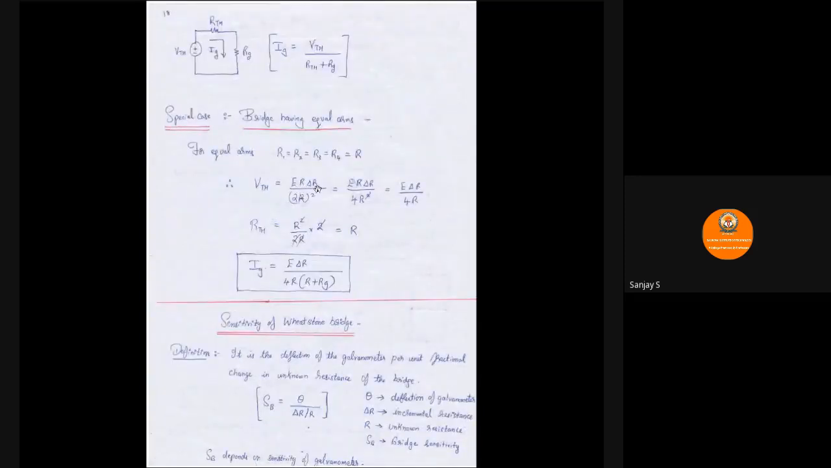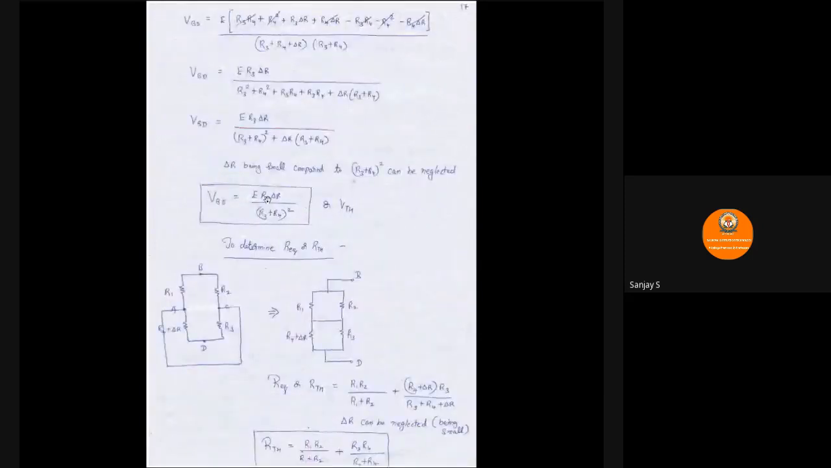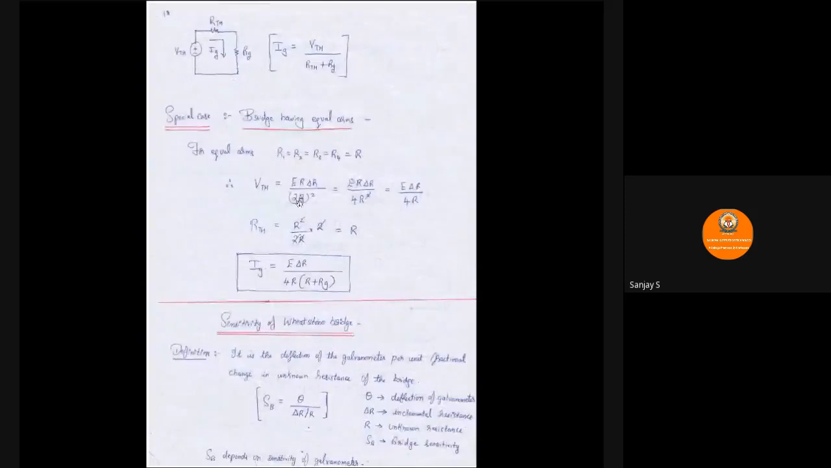So E R delta R by 2R the whole square. See here, R3 into delta R will be R into delta R. Here you will have R plus R, which will become 2R the whole square. So this will be E R delta R by 2R the whole square, which gives you E R delta R by 4R square. R gets cancelled. You'll have E delta R divided by 4R.